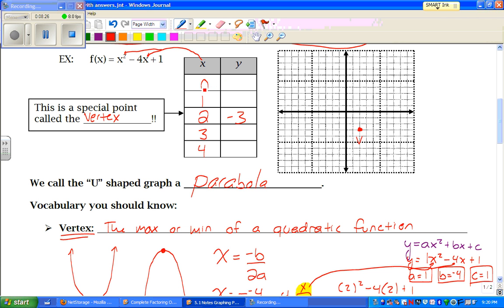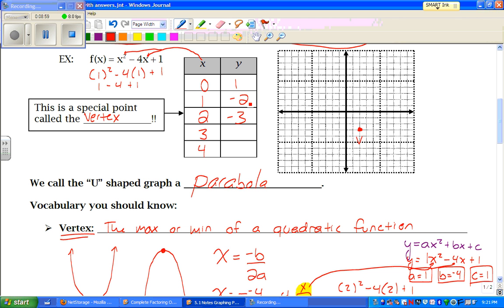Now, if you plug in 0, that's the easiest one. 0 squared is 0, minus 4 times 0 is 0. These are all going to cancel, and you're just going to get 1. I'm going to show you the work just for number 1. If you plug in 1 here, this would be 1 squared, minus 4 times 1, plus 1. Well, 1 squared is 1. This becomes minus 4 plus 1, and I'm going to get negative 2.